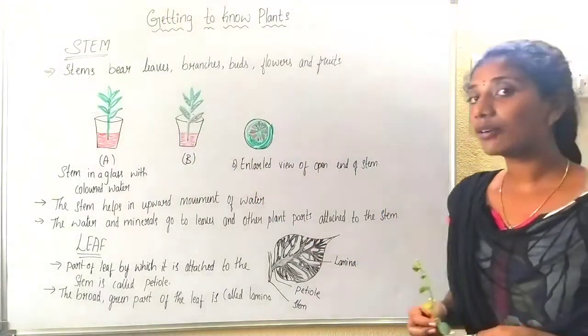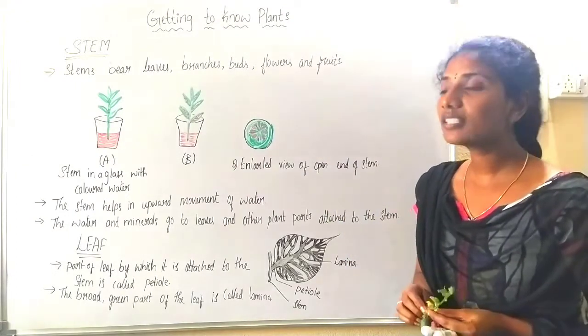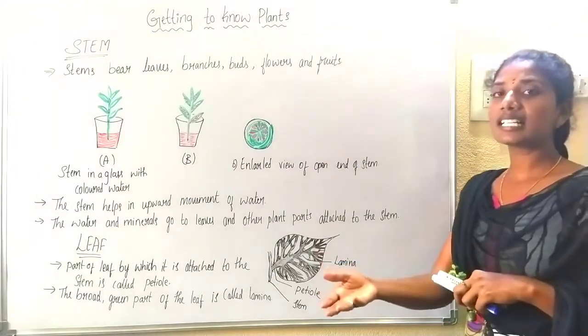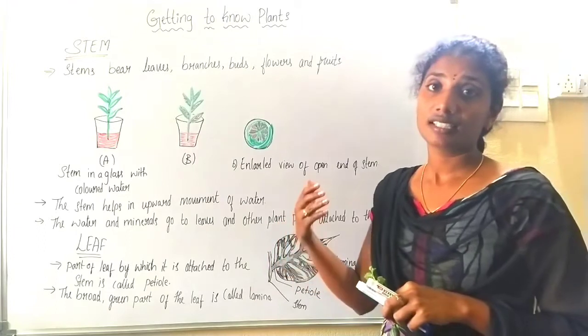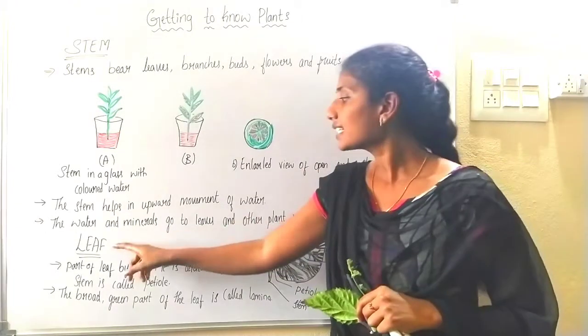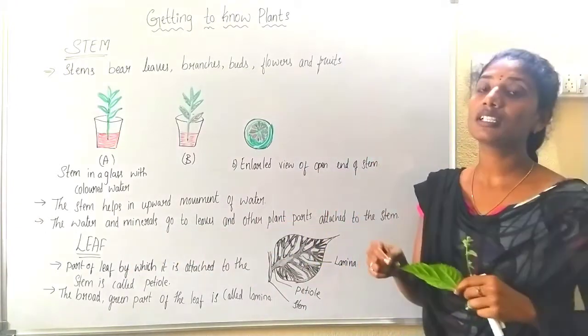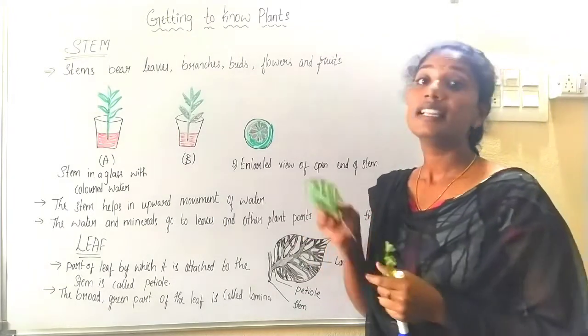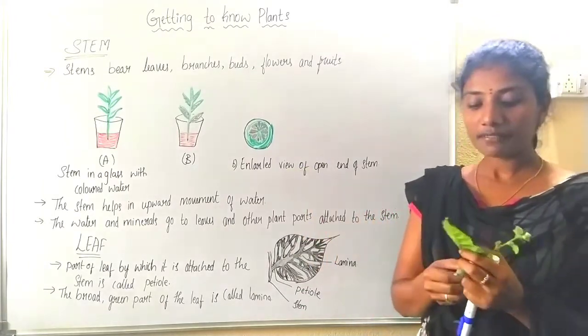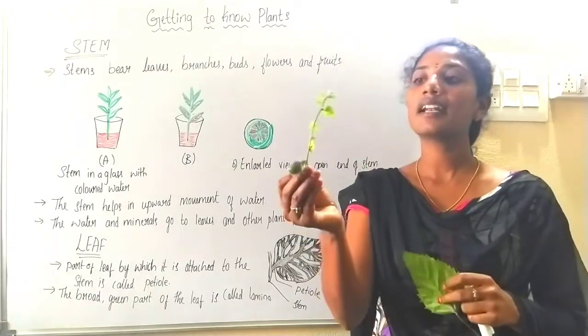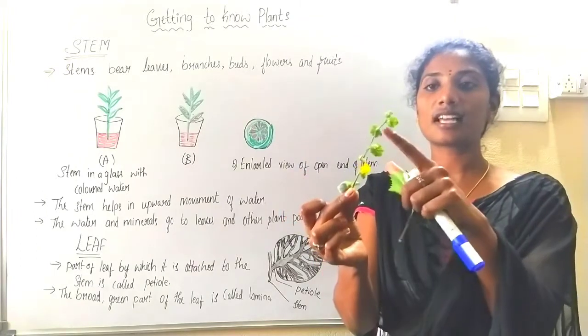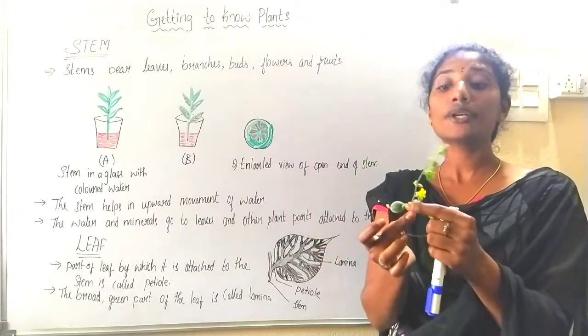Okay, you understood about the stem, right students? Yes. Now let us understand the next part of a plant. The next part of the plant that we are going to learn in this class is the leaf. Even in this we can find a number of leaves present. See, these are leaves. So where do you find the leaves?